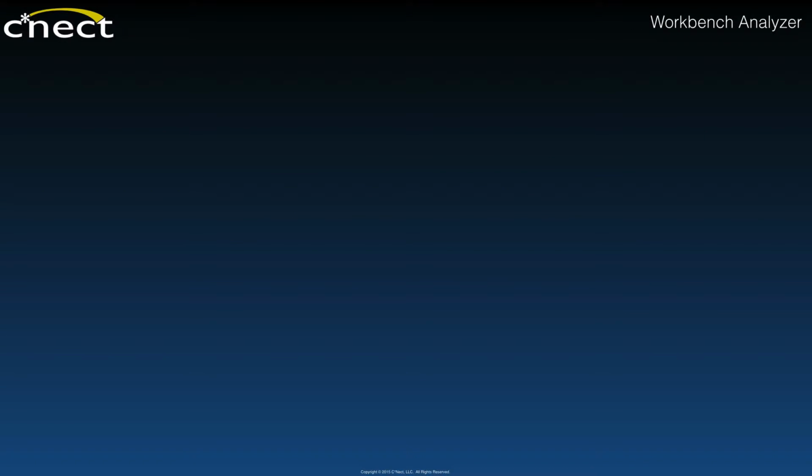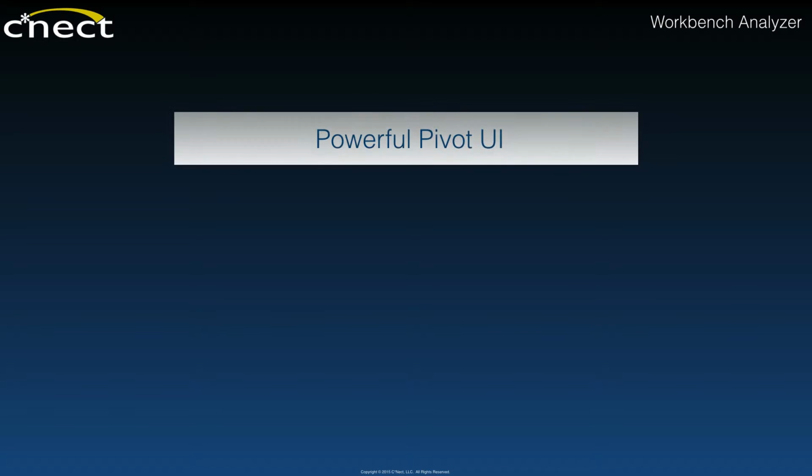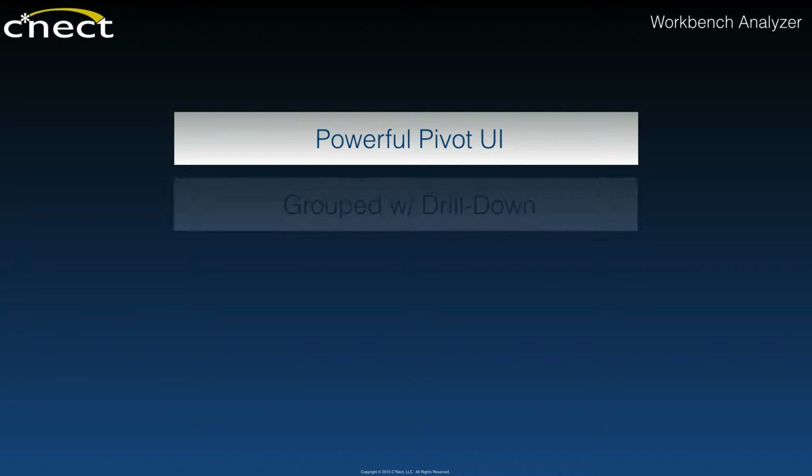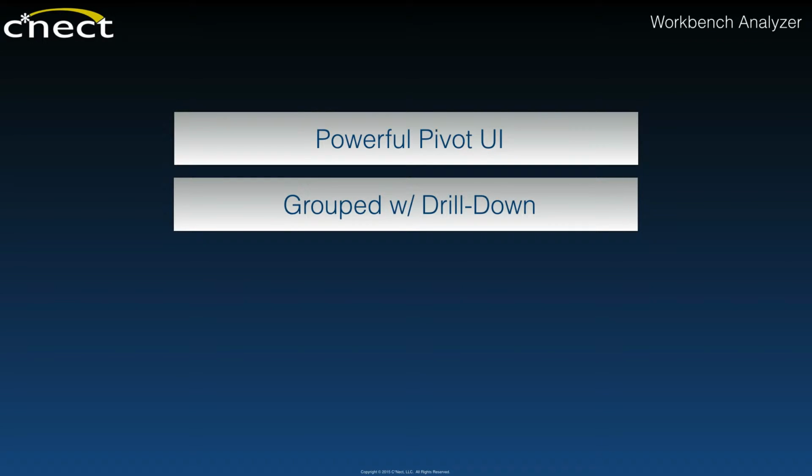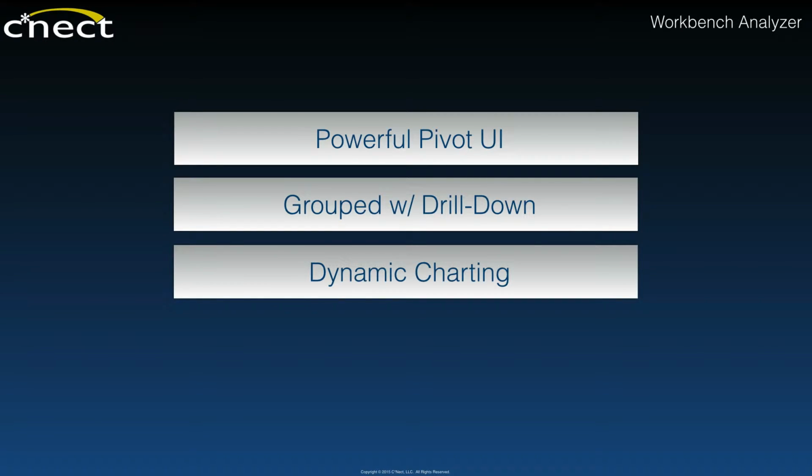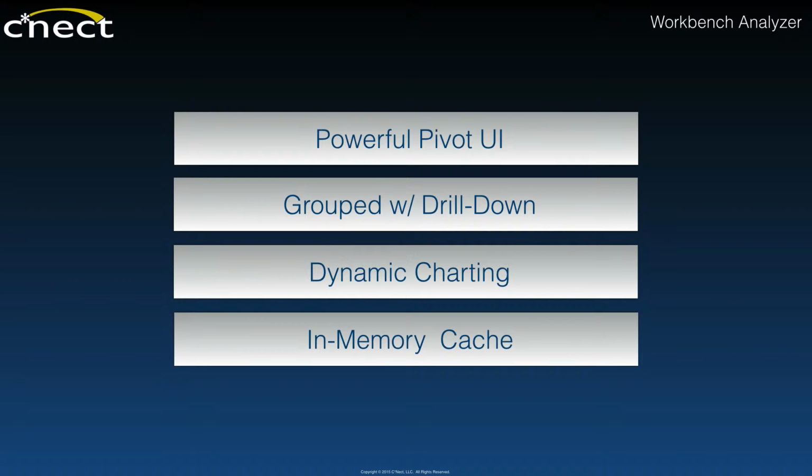In this video, we will be reviewing the Analyzer module of the CNect Workbench. Analyzer is a powerful pivot user interface that allows you to perform top-down analysis on a given data set. With Analyzer, you can view your data in grouped, hierarchical form, drill down into the underlying detailed data, and also dynamically chart data elements that you select. All data that is retrieved by the CNect Workbench Analyzer is locally cached in the Workbench for fast manipulation. So let's have a look.